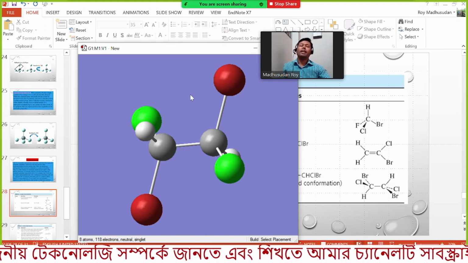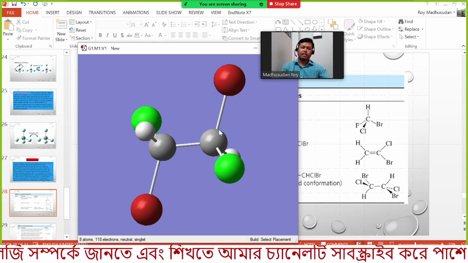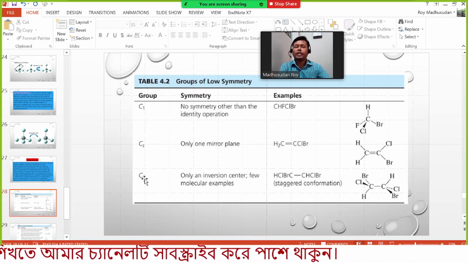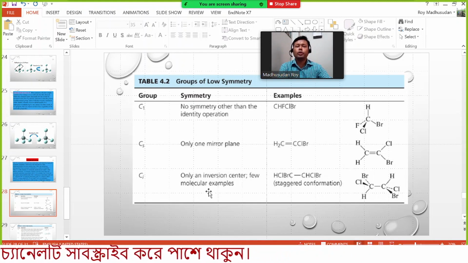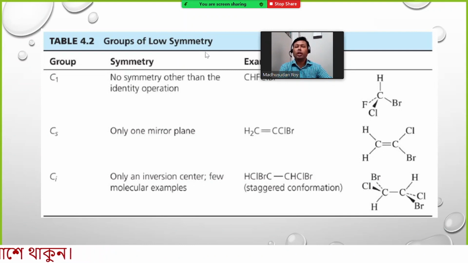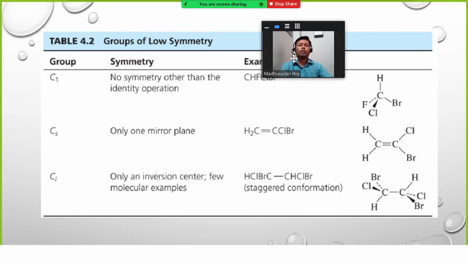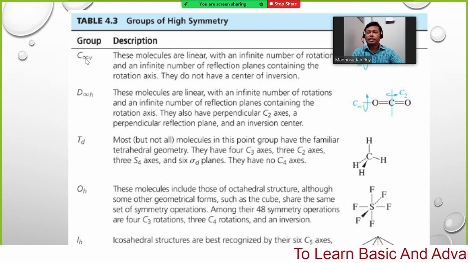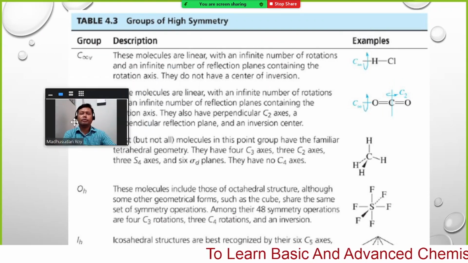Otherwise, it does not have any other operation except 360 degree. So this type of molecule is known as Ci, center of inversion, only an inversion center. These are a few molecular examples of low group symmetry. But if there are a lot of atoms, in that case we may have very high symmetry. What types? C infinity v, these types of molecule.